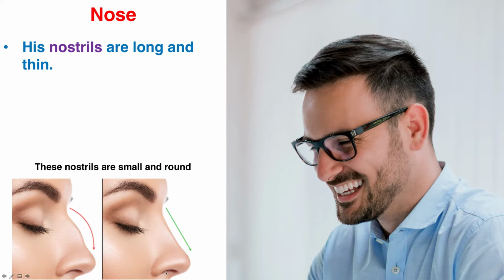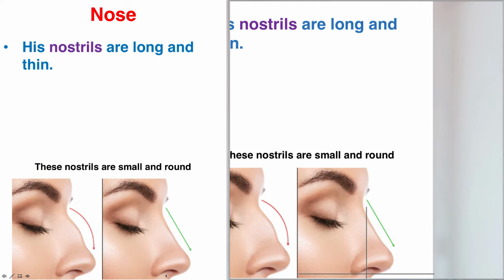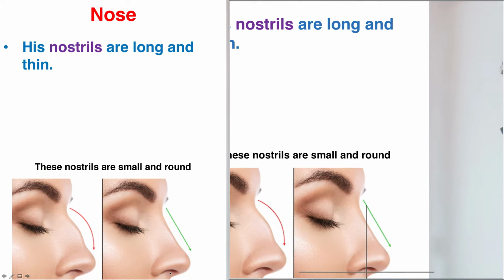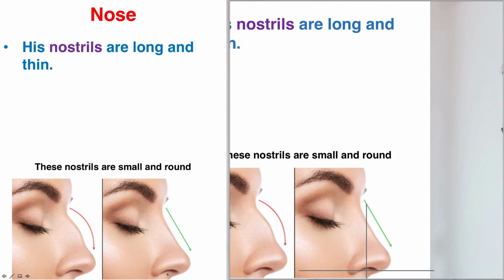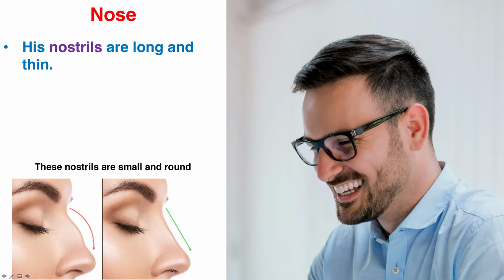Conversely, these nostrils are short, so they're not very long here, and these are round, so short round nostrils versus long thin ones.